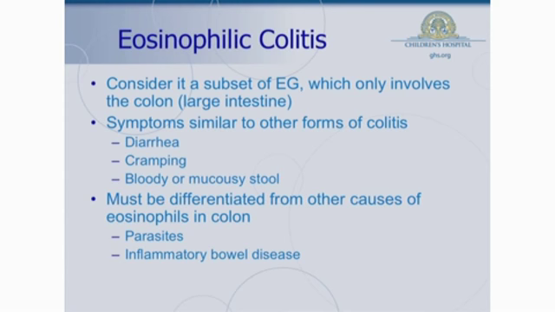And sometimes we even see increased number of eosinophils with other causes of colitis. So people who have inflammatory bowel disease, Crohn's disease, or ulcerative colitis may have higher numbers of eosinophils in their colon as well. So it sometimes makes it a little more difficult to nail down the diagnosis of one versus the other in the beginning.